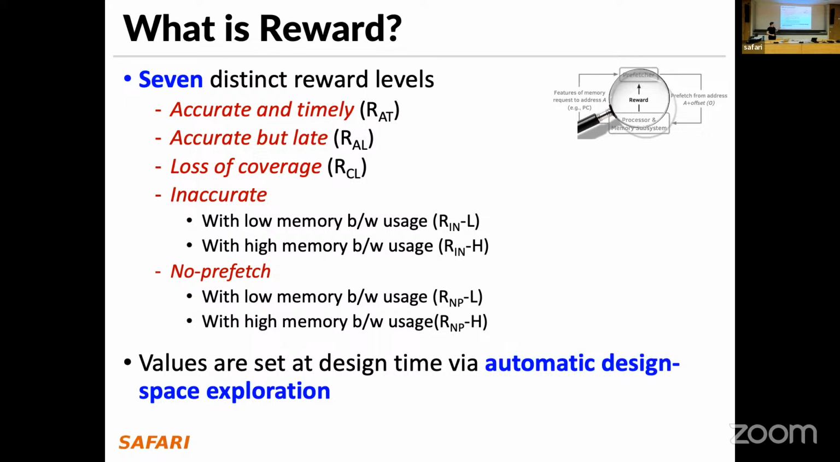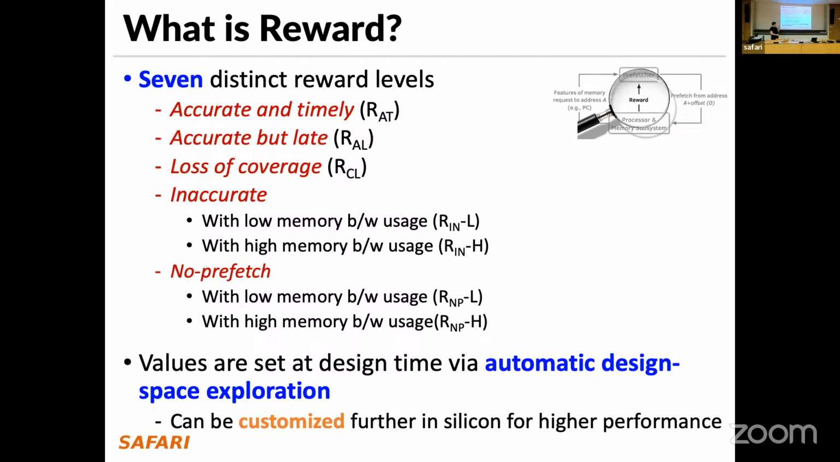These values are also set via automatic design space exploration. That's the same thing as with the states. We just, by testing, pretty much figure out what the best values are. And that's the in-silicon customization that I was talking about. These reward values can be customized. So you can go into Pythia and say, okay, for accurate and timely, give this reward, for inaccurate, that reward, and so on and so forth.